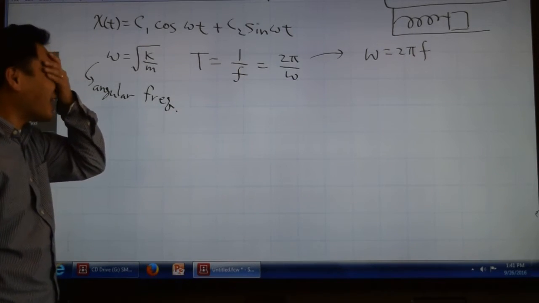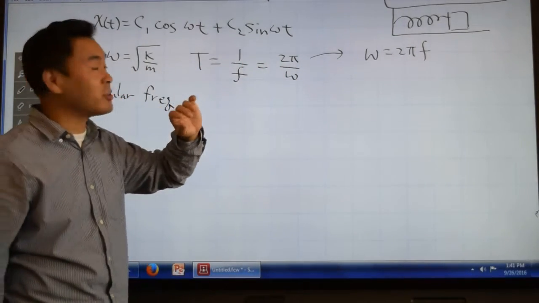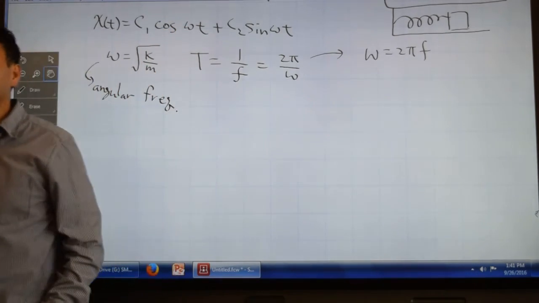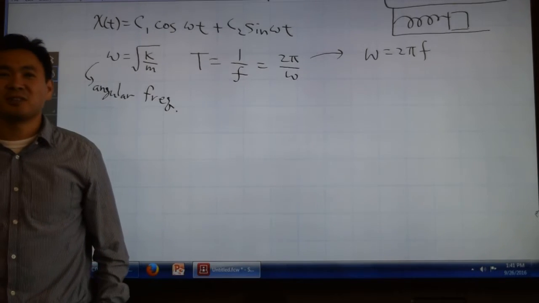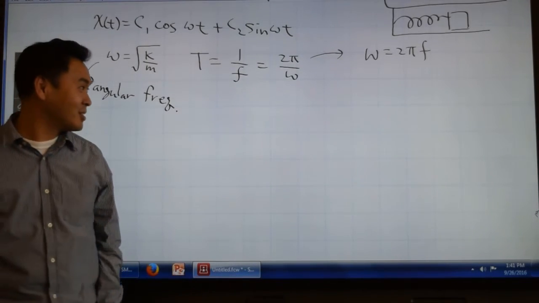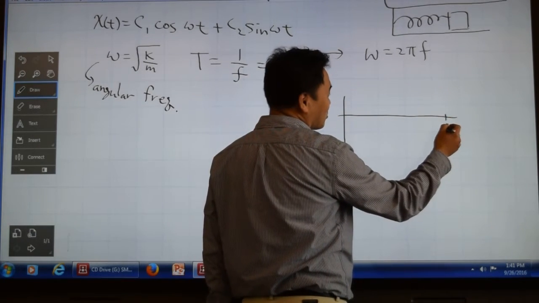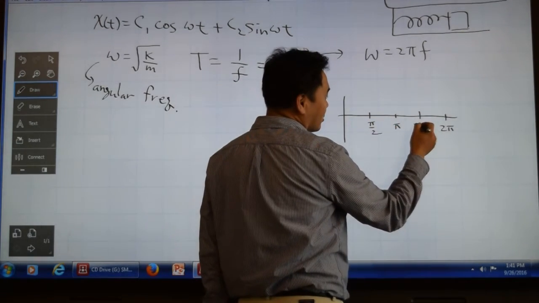Now, if you forgot this form of T equals 2 pi over omega, here's a quick way to think about it. If omega is 1, you get cosine of t, right? Do you remember the period of the cosine? Cosine x, what's the period? You guys know this. Okay, so pi over 2, pi, 3 pi over 2, 2 pi.